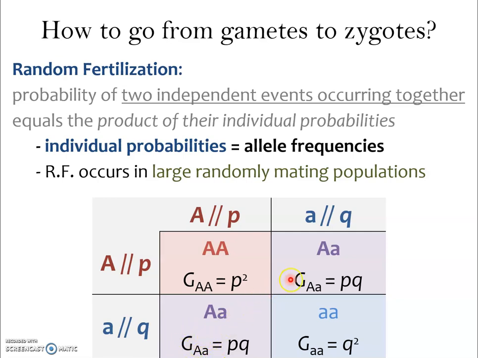Oh, but there's another way that we could get a heterozygote. We could get a little a and then a big A, right? So we've got P times Q again. So we've got 2PQ.